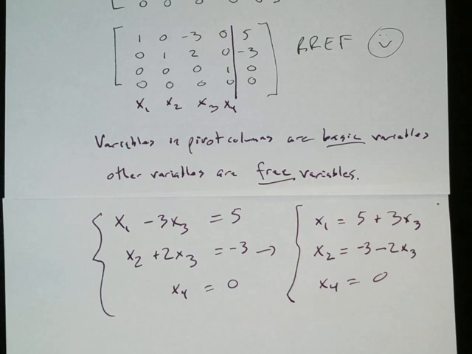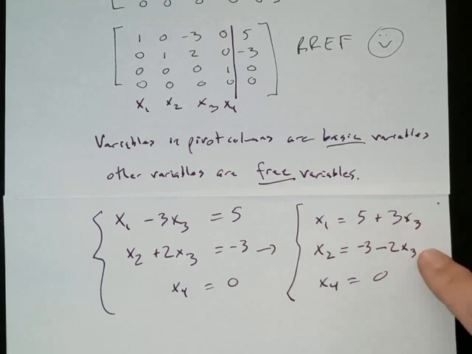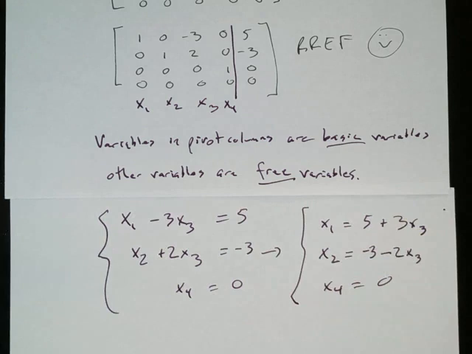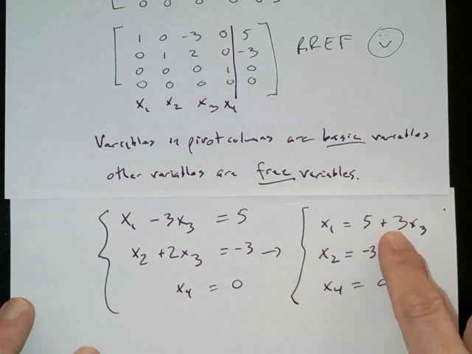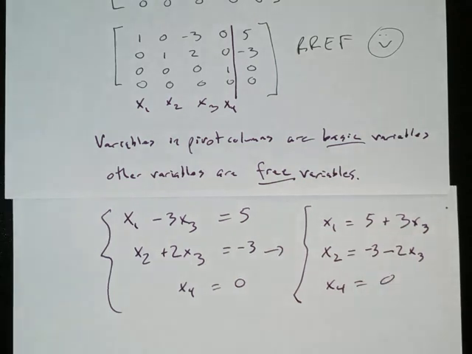Jack, give me a number. Okay, if I put in pi for x3, I get 5 plus 3 pi, negative 3 minus 2 pi, x3 equals pi, and x4 equals 0. Marcia, give me a different number. Then here I get x1 is 50. Here I get negative 33. Then x3 is 15, and x4 is 0.